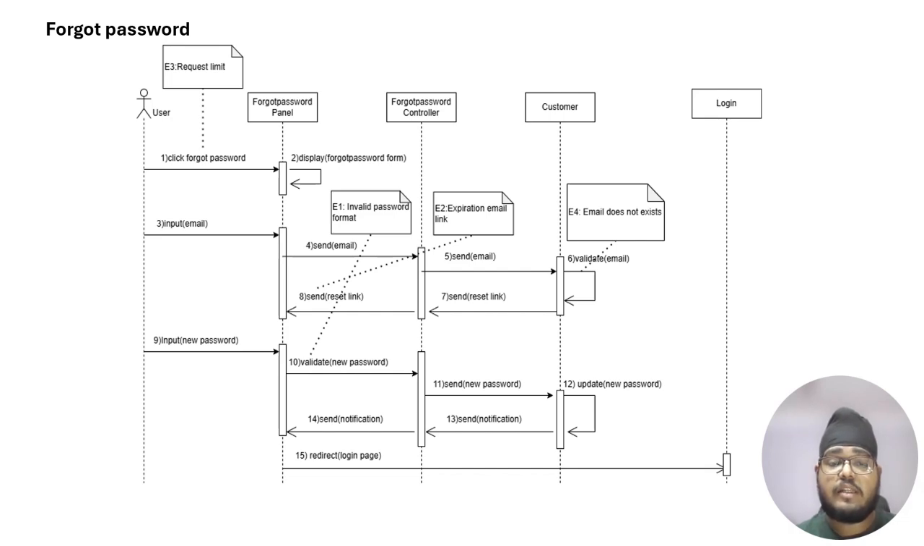So when the email link is sent to the user, it is set to expire. So if the user takes a longer time to update their password, the expired link will fail. The third one is request limit.